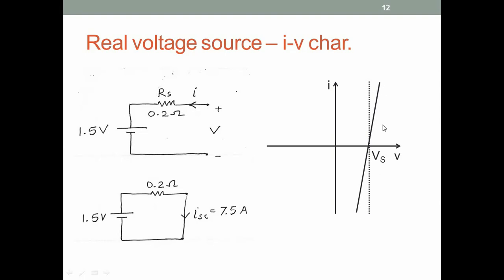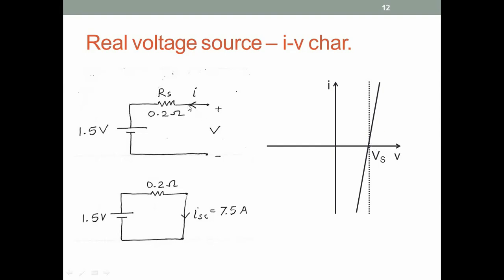The solid line is the characteristic of this non-ideal source. It has a slope, and the slope is 1 divided by 0.2 ohms. Alright, so let's think about this just for a minute. What this is saying is that if the voltage across this voltage source is greater than Vs, 1.5 volts, then current will flow into the voltage source. So that is the positive side. The current will be positive and it will increase as the voltage increases.